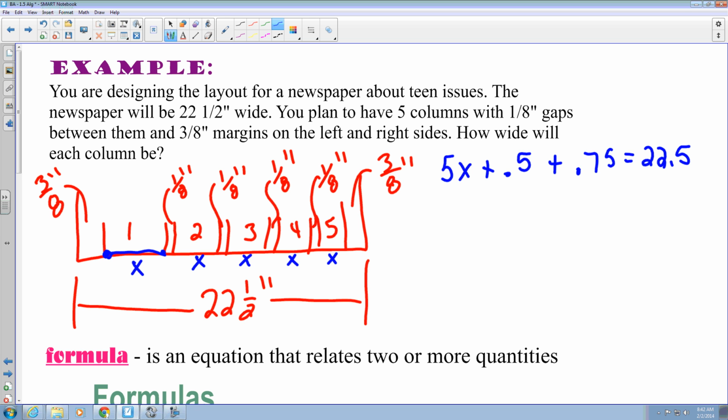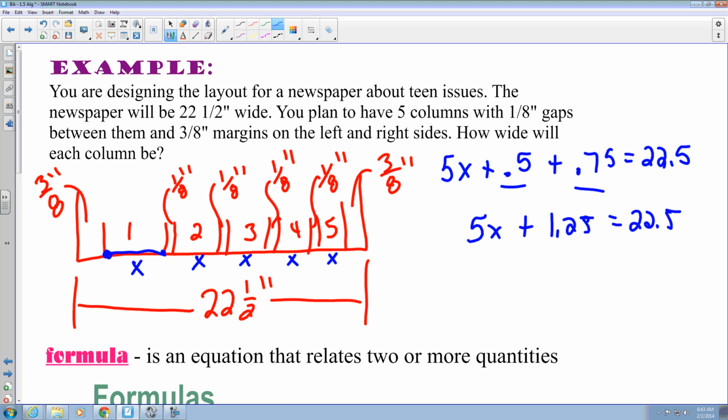So I drew a picture, and I'm also going to write an equation. So I'm using two strategies, I guess. First thing I'm going to do is combine like terms. I can combine 0.5 and I can combine 0.75. So I got 5x plus 1.25 is going to equal 22.5.